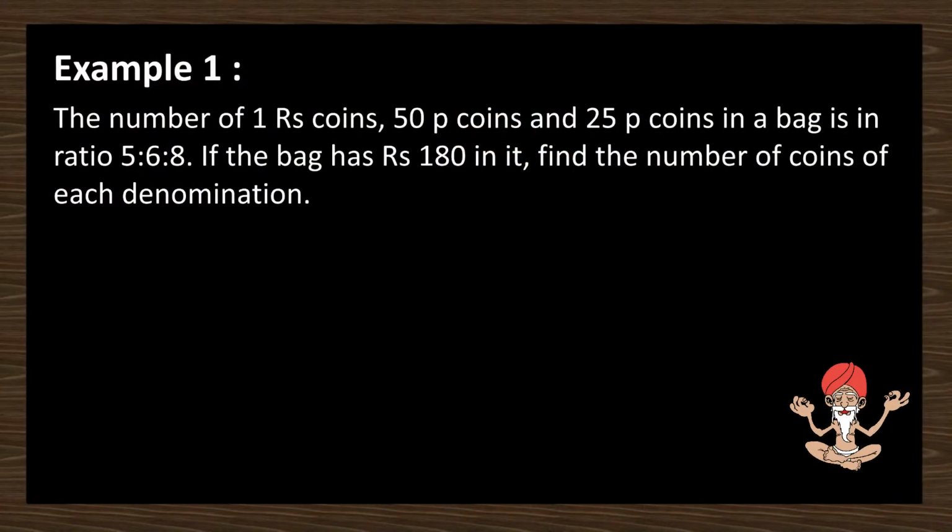The number of 1 rupee coins, 50 paisa coins and 25 paisa coins in a bag is in ratio 5:6:8. If the bag has rupees 180 in it, find the number of coins of each denomination. Now, when it comes to questions of coins and denominations, we need to understand one critical aspect. In every coins and denomination question I will have 3 variables: number of coins, value of denomination, and the total value contained in that denomination, which will be the product of number of coins into the value of denomination. Let us represent these three variables in the form of a table.